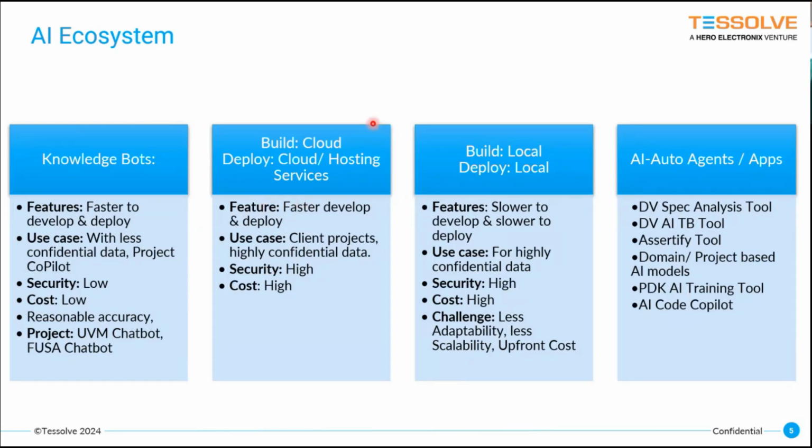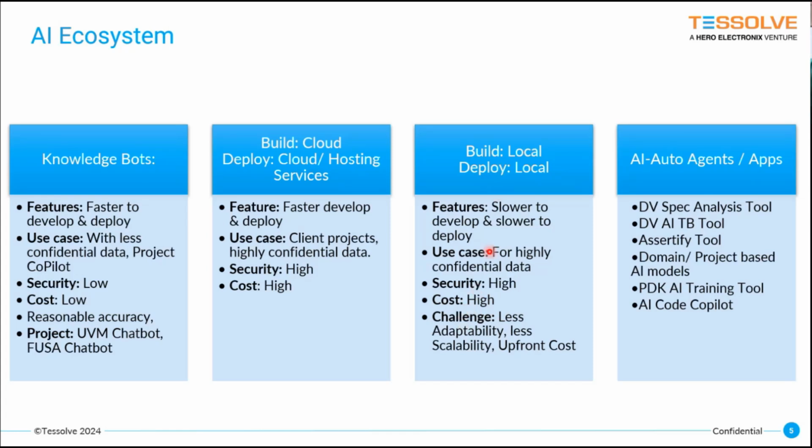The third category is building locally and deploying locally. When we talk about this, we can take the model completely offline, like Llama or Orca or those kind of models, which are sitting in our local system, local servers, and it is quite secure. The data is definitely secure. It is completely in our premise, and cost is high. That is the challenge actually.